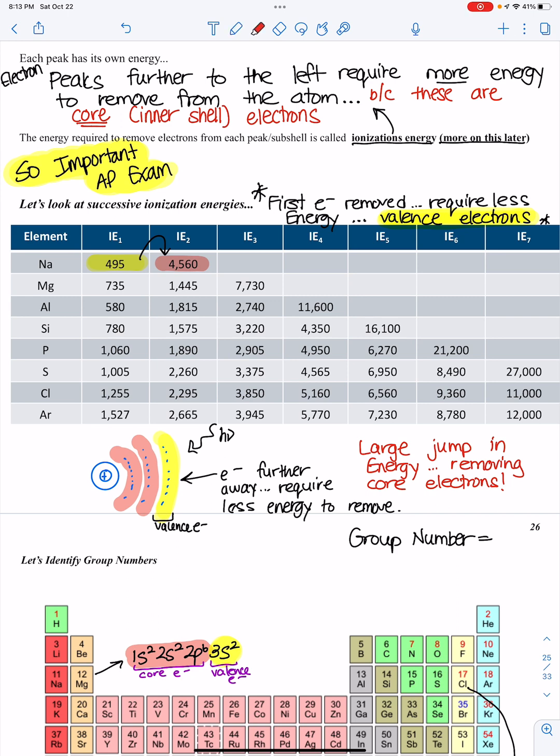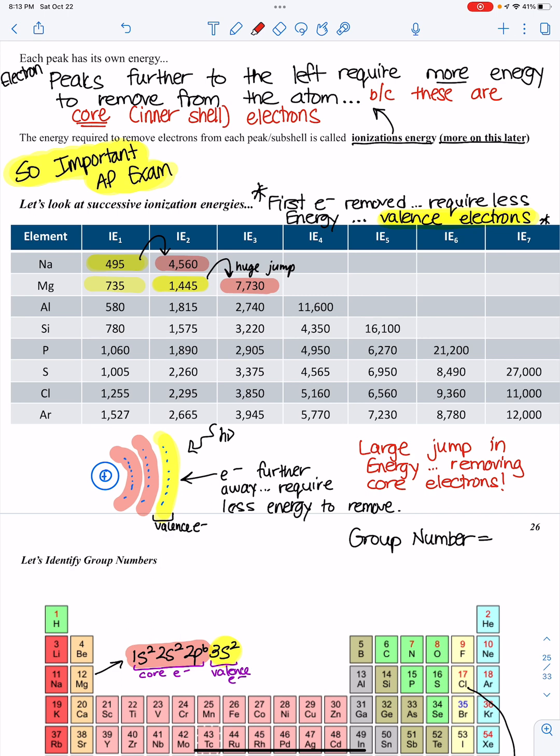Let's look at magnesium next. For magnesium, to remove the first electron, 735. To remove a second electron, it's like a little double. It's not as bad. But then OMG, to remove a third electron, it is a huge jump. Almost 7 times as large.